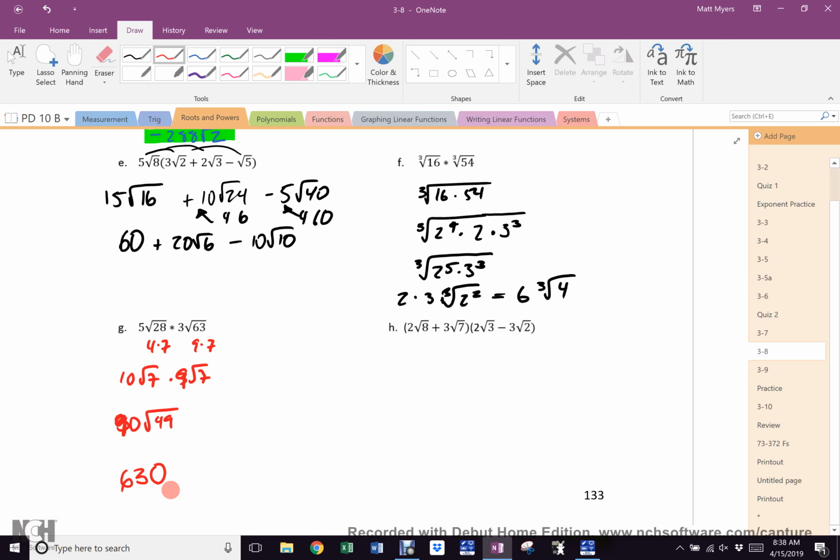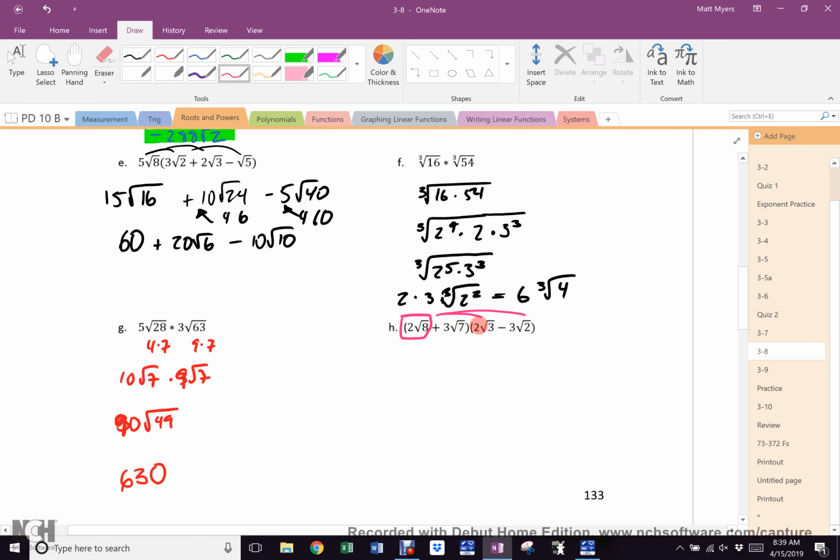Now, can we forget any of our previous math? No. All math rules apply all the time. Look here. Doesn't that look a lot like 2x plus 3y times 2x minus 3y? And we would do FOIL, correct? So what are we going to do here? FOIL. We're going to take this first one and multiply it by what and what? That one, then that one.